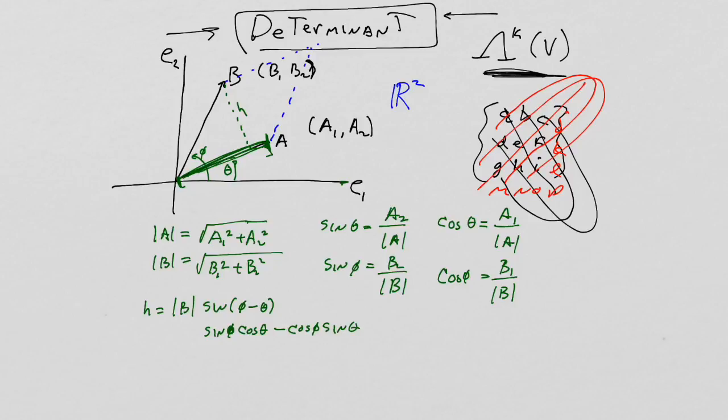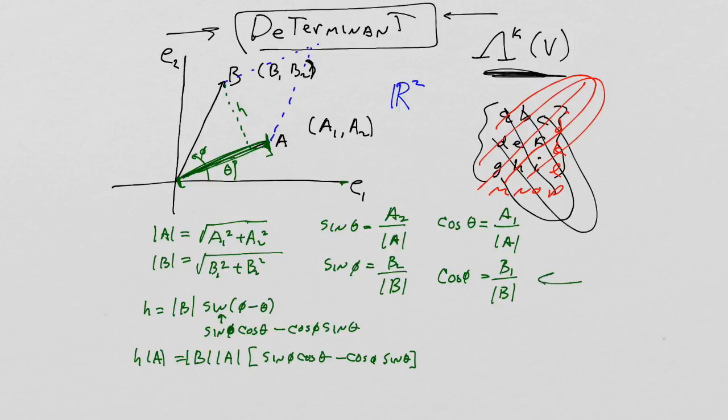And so that substitutes in here. So then I need h times the magnitude of A, which is going to be the magnitude of B, times the magnitude of A, times this thing, sine phi cosine theta minus cosine phi sine theta, right?